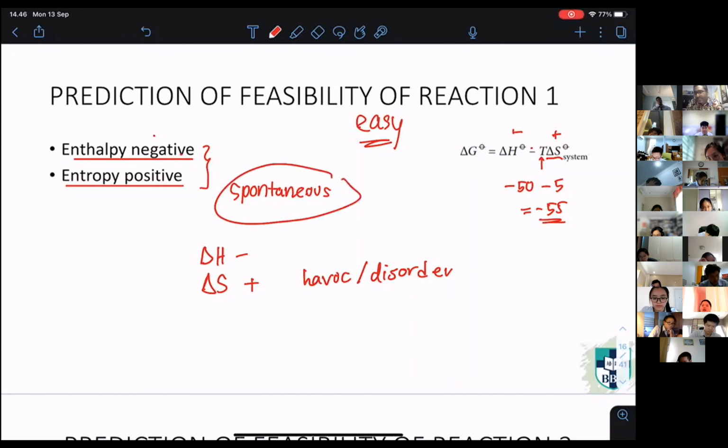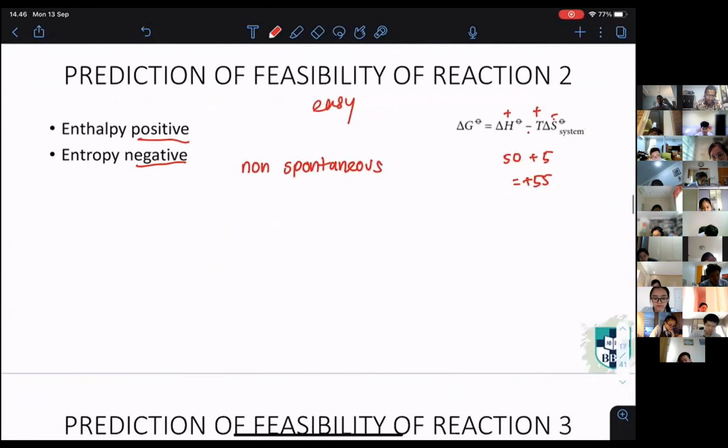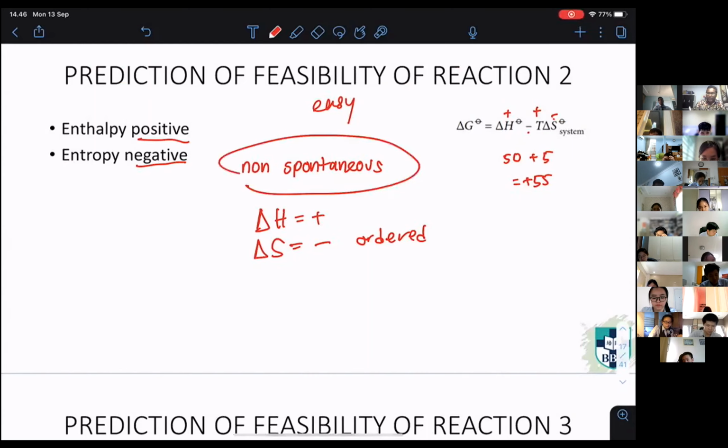You can predict. Now if you have delta H positive, it's going to absorb energy. It keeps on absorbing, it needs to take the energy. And then the entropy change, after absorbing also, is going to be negative. It means they are absorbing and then still they are ordered. Feasible means I want them to become disordered. So in this case, I can predict that this is going to be non-spontaneous. You can predict.